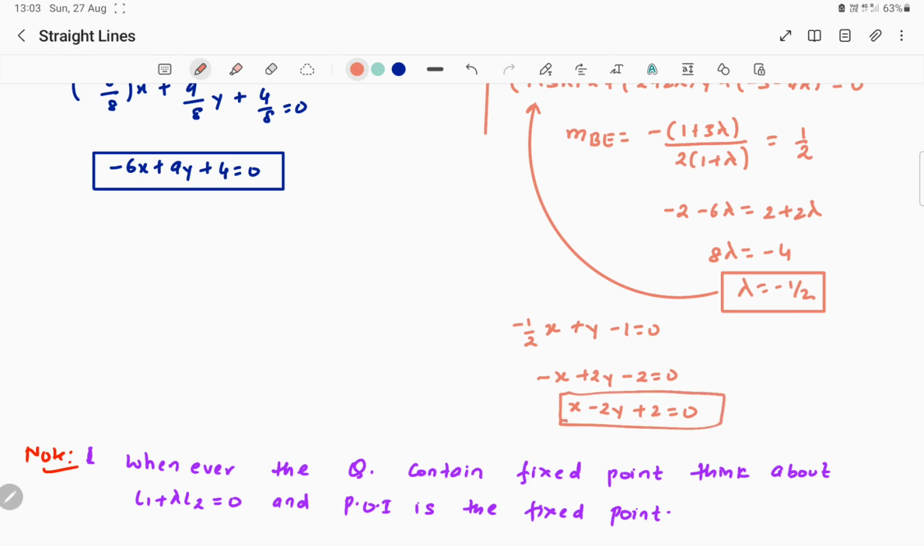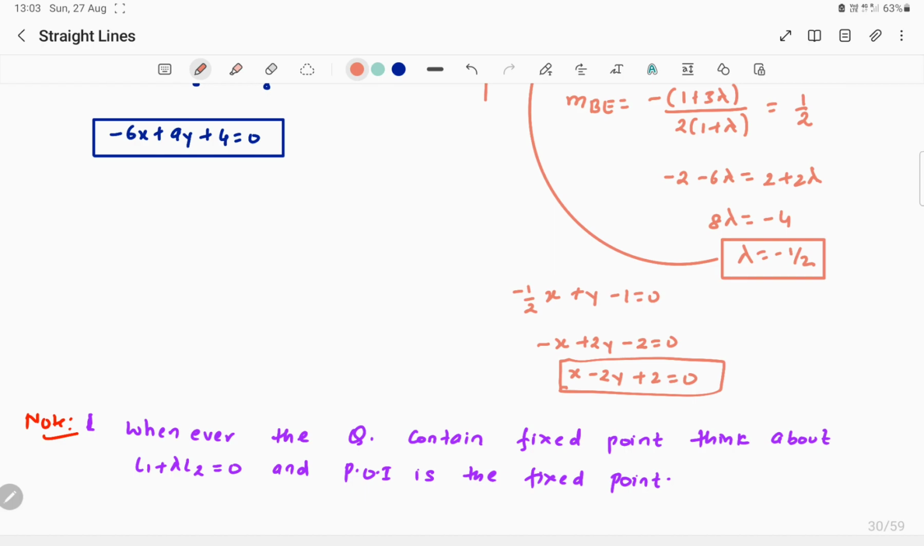So now solve these equations. We can multiply the second equation by 6. So it gives us 6x minus 12y plus 12 equal to 0. When you add these equations, you get minus 3y plus 16 equal to 0. So we get y equal to 16 by 3. And similarly you can find the x value.